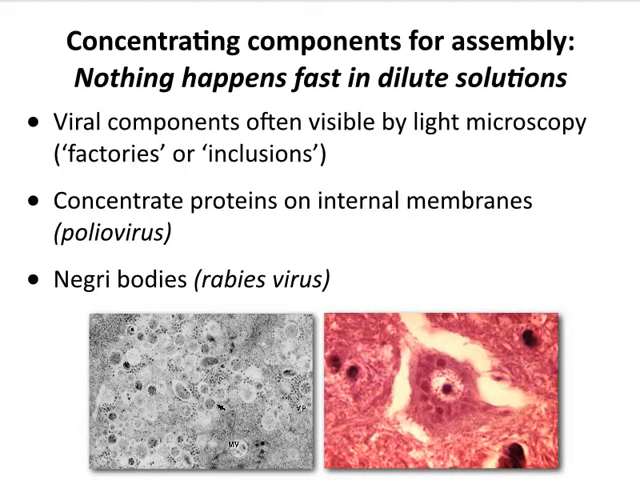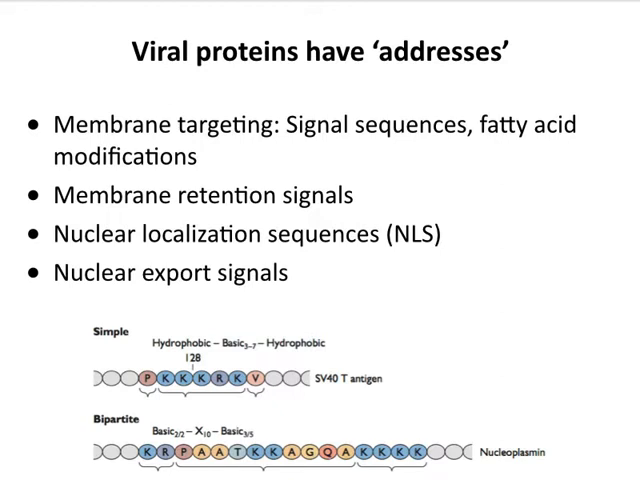And again, the idea here is that the reaction, in this case RNA synthesis, goes much faster if you have all the components in one place. In this case, the place is the surface of a membrane. All right? So that's just two ways this happens. Every virus has its own way of concentrating its components so that assembly happens quickly.